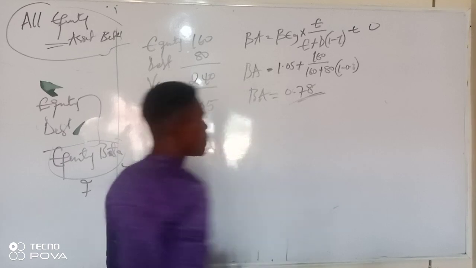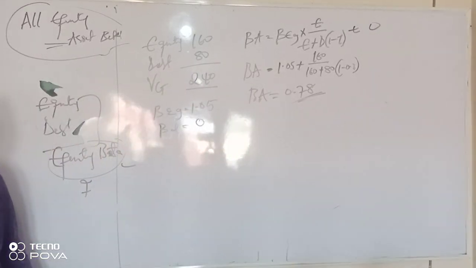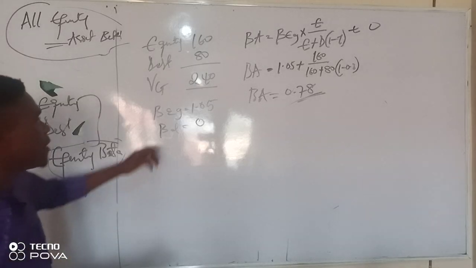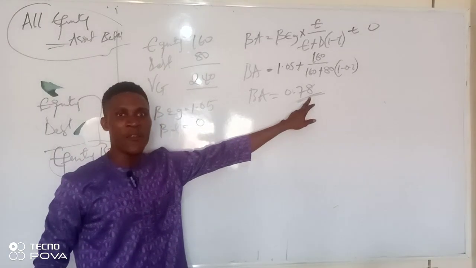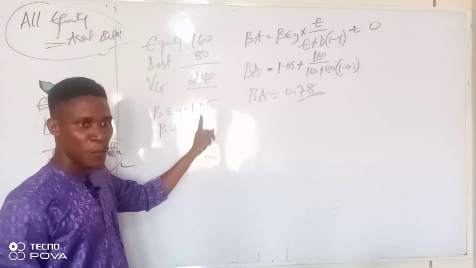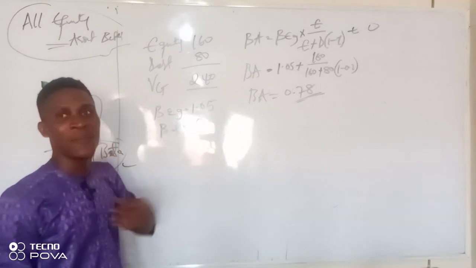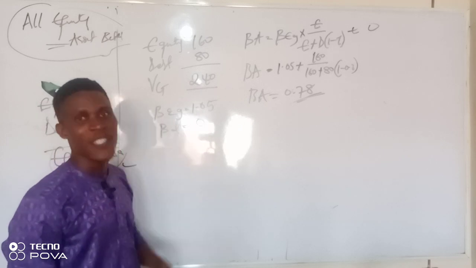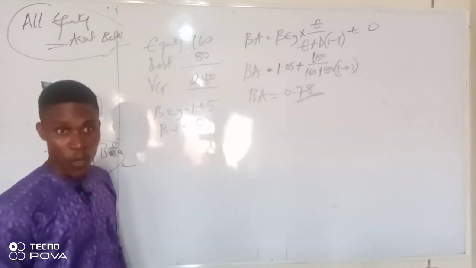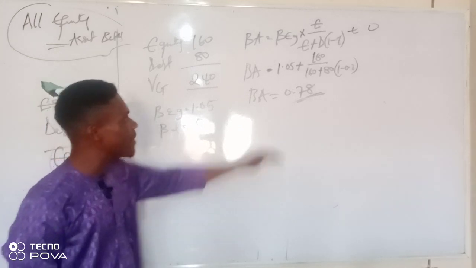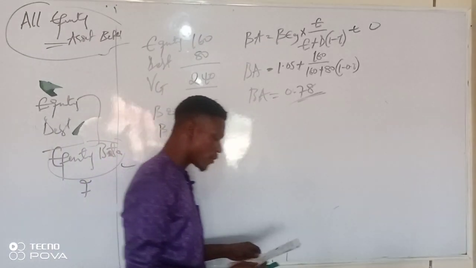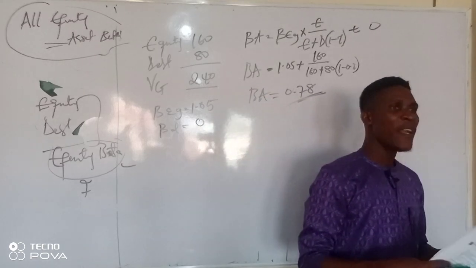0.78. Don't forget, your beta asset will always be lower than the beta equity of the geared company. That's why you are having 0.78 here. How much did you have before? 1.05. So anytime you compute your beta asset and it's not lower than this, something is wrong with your calculator. At any point in time, your beta asset must always be lower than the beta equity. For that question, now, this is where we are going.